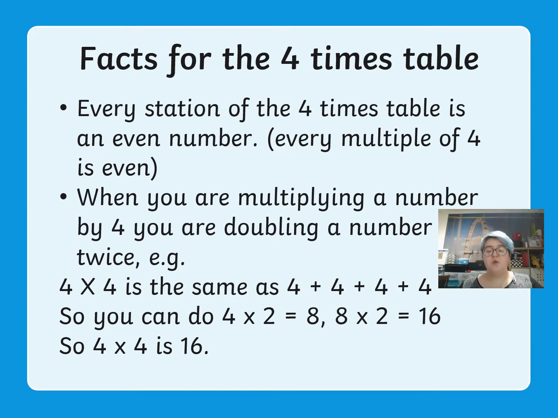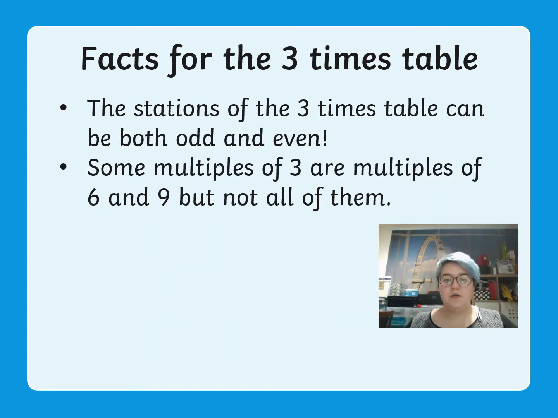4 times 4 is the same as 4 add 4 add 4 add 4. So what you could do to make that easier is do 4 times 2, which we know is 8, and then do 8 times 2, which we know is 16, because we did our 2 times table yesterday. So 4 times 4 is 16. So we doubled and doubled it again. Okay, so we can use that way to help us if it's a bit easier.